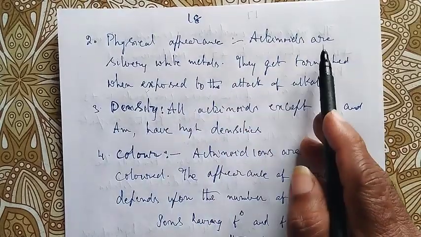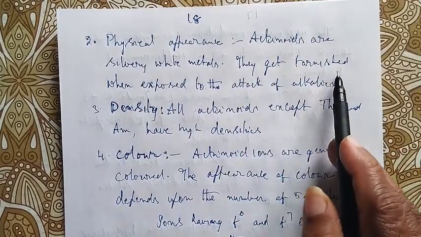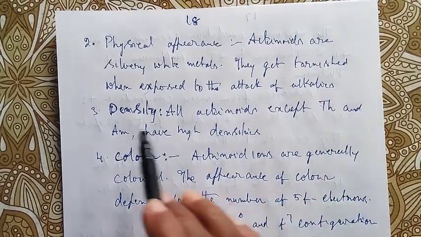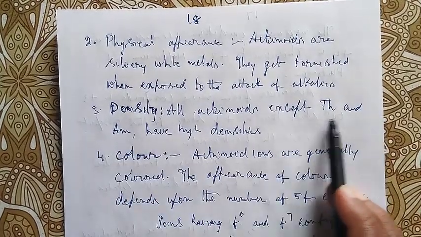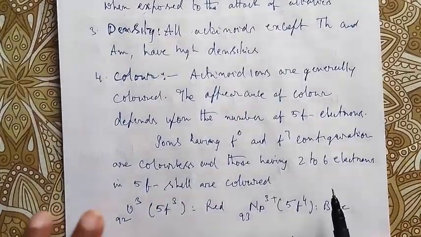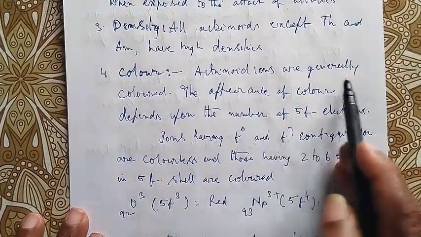Physical appearance. Actinides are silvery white metals. They get tarnished when they are exposed to the attack of alkalis. Densities. All actinoids except thorium and americium have high densities. Color. Actinoid ions are generally colored.